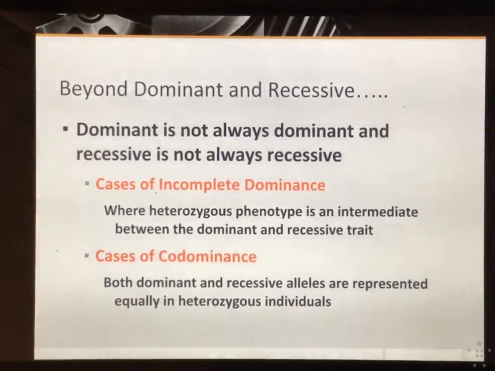Now, cases of codominance. This is another case where both dominant and recessive alleles are represented equally in heterozygous individuals. So if you had a zebra with blue stripes and a zebra with yellow stripes and they produced offspring, what would the baby zebra look like? You would find that the baby zebra would have an equal number of blue and yellow stripes. Not green, blue and yellow, because they're both represented equally within the individual. So make sure you note the difference between incomplete dominance and codominance. Incomplete is a blending, co is when they both coexist together.